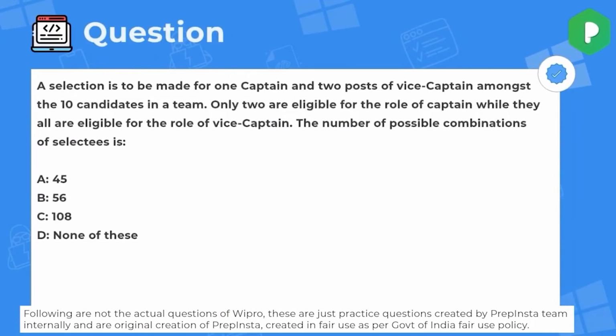Just look at the next question. A selection is to be made for one captain and two posts of vice captain. Amongst the 10 candidates in a team, only 2 are eligible for the role of captain, while they are all eligible for the role of vice captain. The number of possible combinations to select is? For this problem, the options given are 45, 56, 108 and none of these.